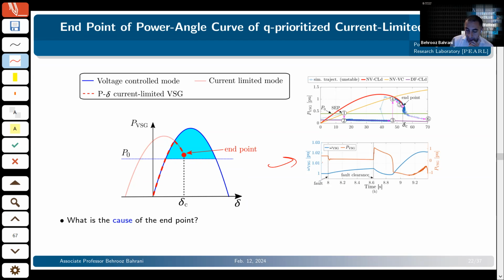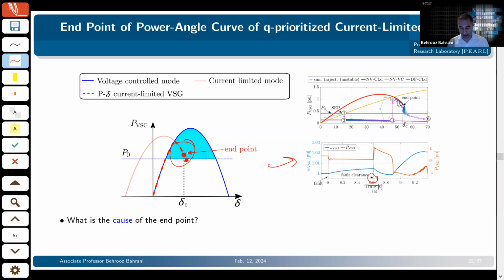The system, well, we've got a fault, and the fault is supposed to clear here at 8.6, but we haven't reached this point yet, right? We haven't reached this point yet, but still the system is unstable. So the fault has been cleared before we reach that UEP for the P delta curve, but my system is still unstable. It cannot recover. The reason is that the endpoint that I was talking about is happening here before the UEP.